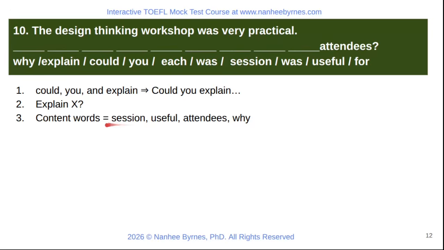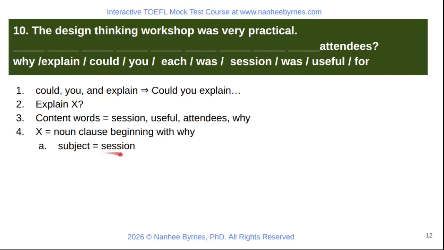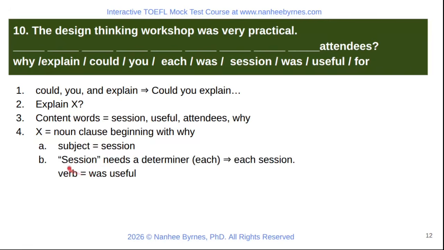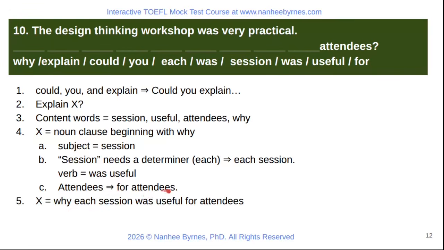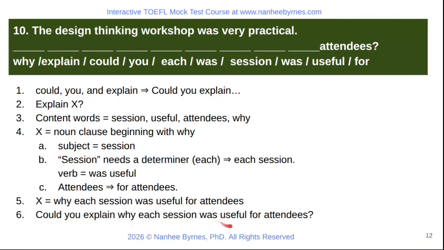The content words are session, useful, attendees, why. These tell us the core idea. The person wants to know why each session was useful for attendees. Grammar points. Session is singular, so it must have a determiner. The only determiner here is each, so we say each session. Attendees must be joined by the preposition for, so we say for attendees. So the final sentence is, could you explain why each session was useful for attendees?